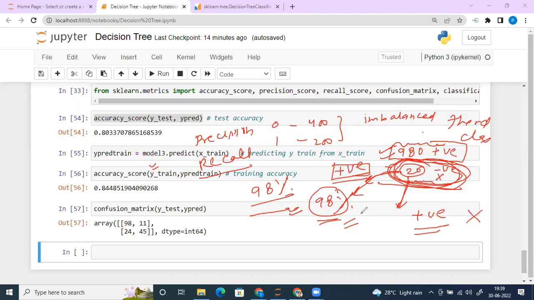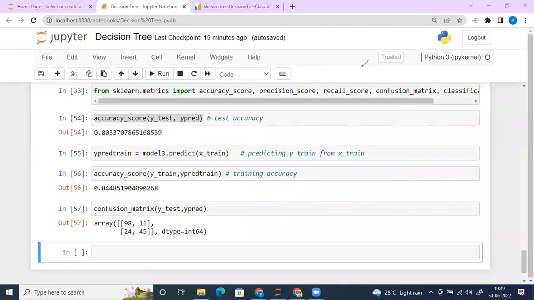In such imbalanced data, what metrics should you use? You should use precision and recall. Very common interview question: in case of imbalanced data, which metrics will you use? That will be your precision and recall. I'm repeating once again, precision and recall. Important, everyone.